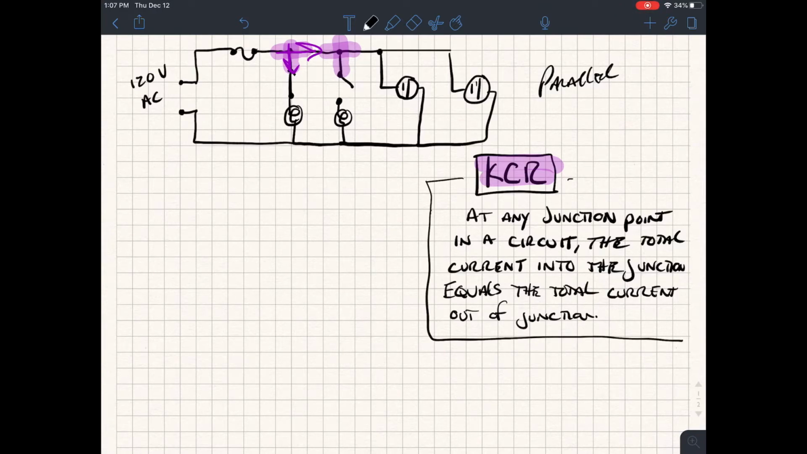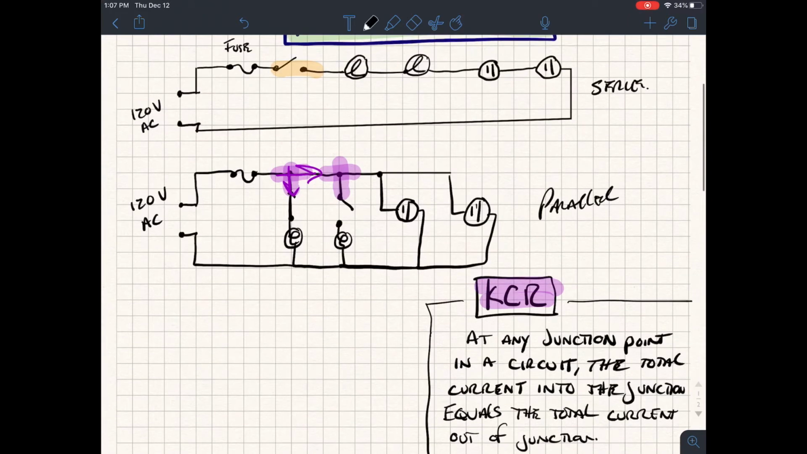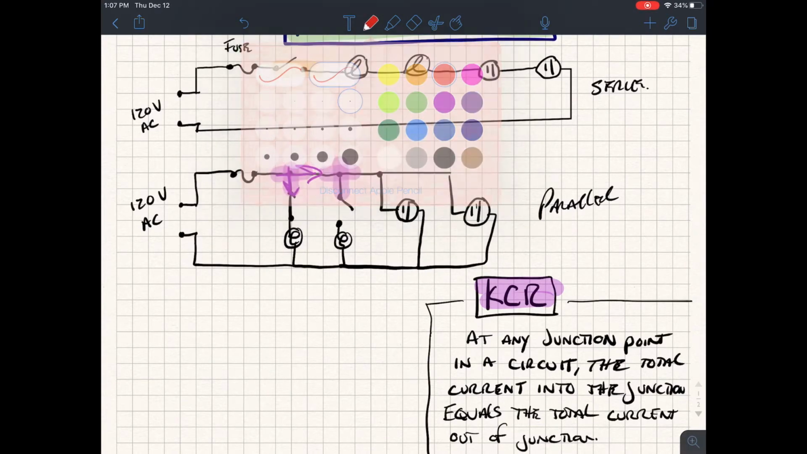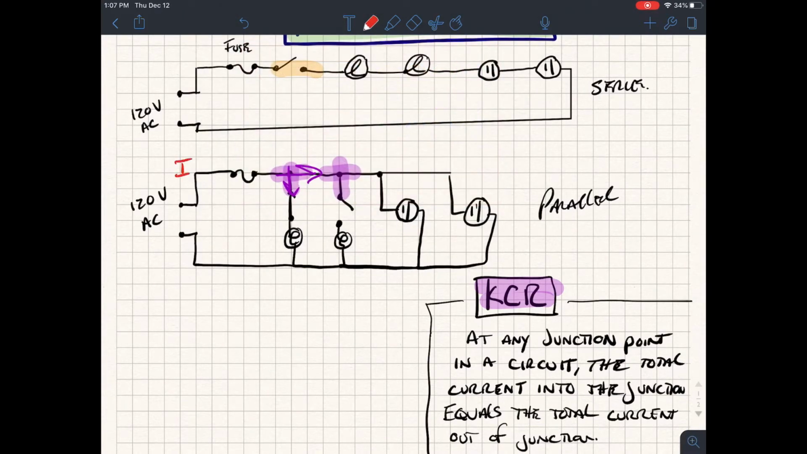Let's take a look at what exactly that means. So, if we have a current I coming out of the wall, and we're interested in this junction point here that I will clean up a little bit for us. We're interested in what happens at this junction point in relation to the current.